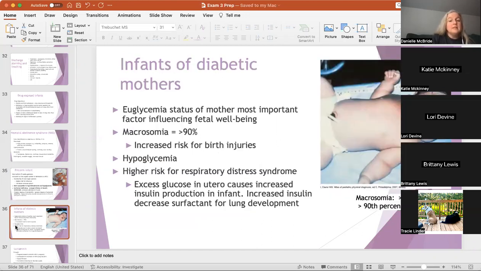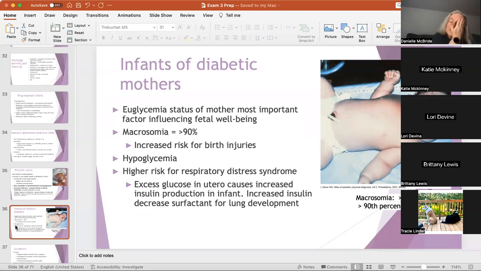All right, so if mom's diabetic, how does that affect baby? They can be big. All right, so when we think about a big baby, what's our term for that? Macrosomia. And after they're born, we call them large for gestational age, or LGA. Those are babies that are greater than the 90th percentile for their gestational age. There's a chart.